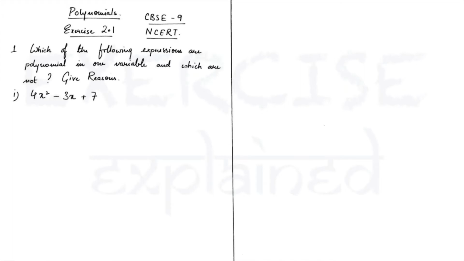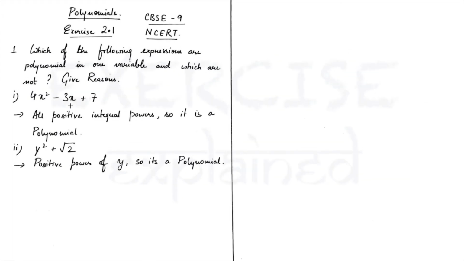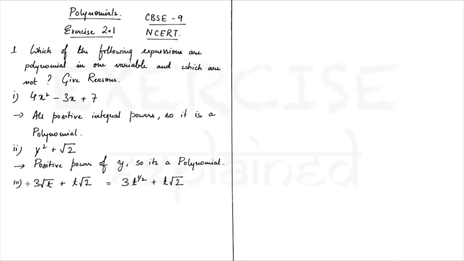So let's get into the next question. That is y square plus root 2. So here y has a positive power. So it is a polynomial. Coming to the next one, that is 3 root t plus t root 2. Now root t can be written as t to the power of half, as you can see here. So we have got 3 into t to the power of half plus t root 2. I have written it as it is.